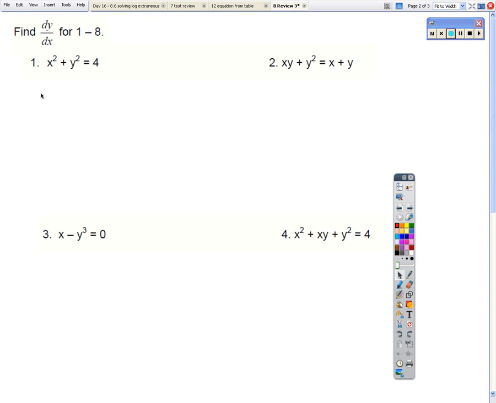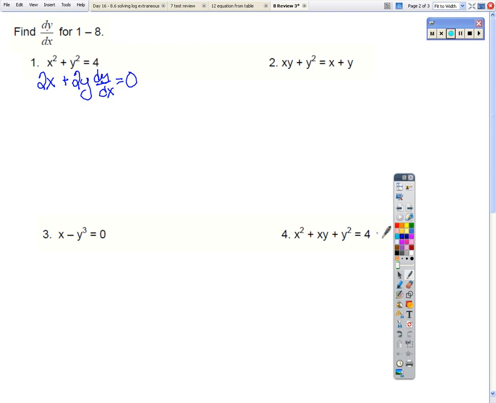Okay, so for implicit differentiation, we're going to find dy/dx. That means we're going to differentiate every variable with respect to x. When I find the derivative of x squared, we just use the normal power rule. But when I find the derivative of y, I need a dy/dx along with the normal derivative. And then the derivative of 4 is 0.